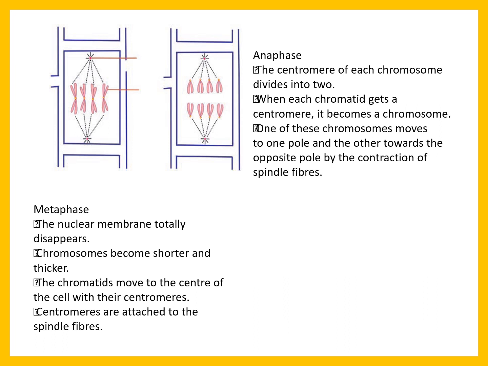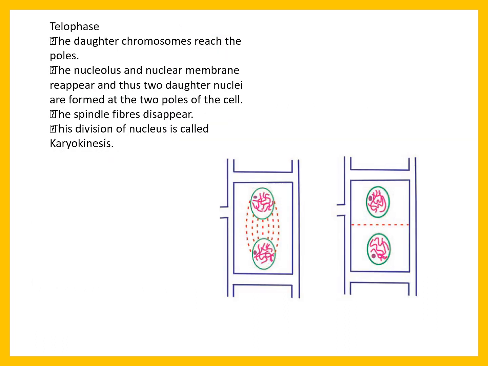On the equatorial plane, the chromatids are not hanging; they are held by the spindle fibers. That forms the metaphase stage. Whereas in the anaphase stage, the centromere of each chromosome divides into two, each chromatid gets a centromere and becomes a chromosome, and they move to the opposite poles by the contraction of the spindle fibers. That is the anaphase stage.